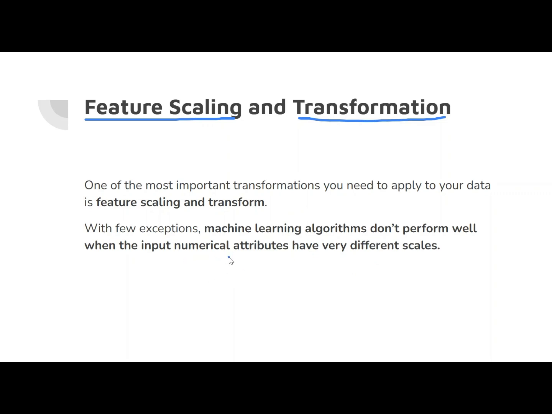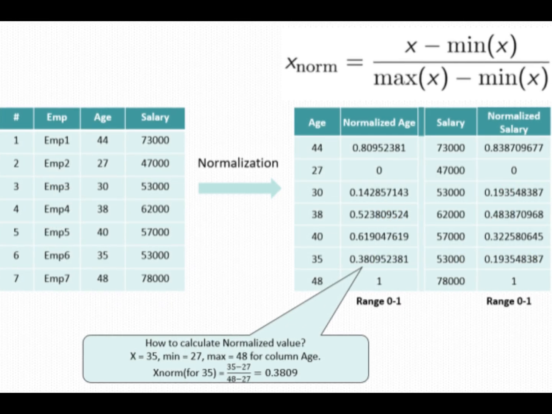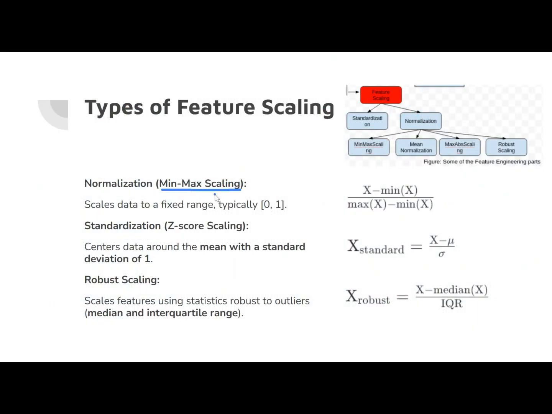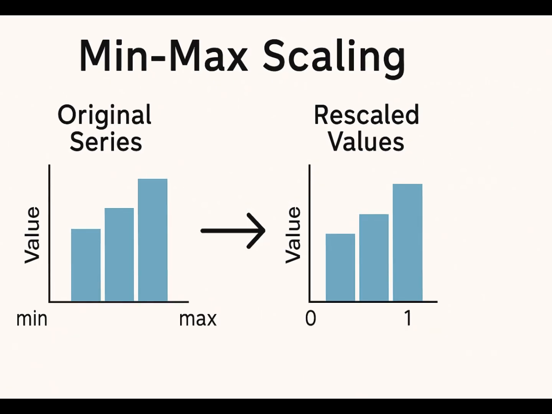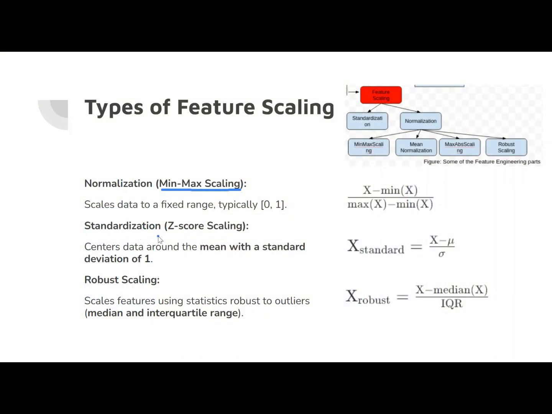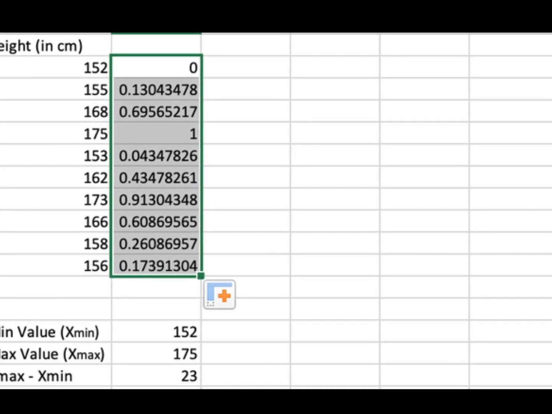What is feature scaling? Feature scaling involves standardizing or normalizing the range of feature values. Let's break down these two key methods. Normalization, also known as min-max scaling. This method scales the data to a fixed range, typically between 0 and 1. It's useful when you need the features to have the same influence. Both maximum and minimum values are considered in this process.